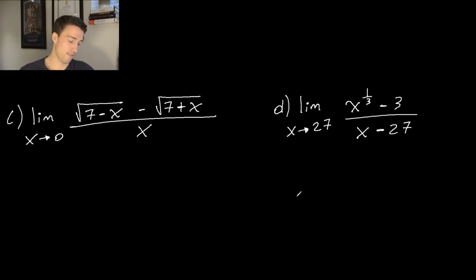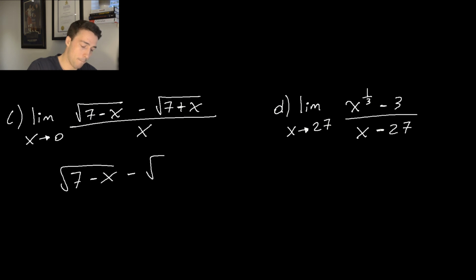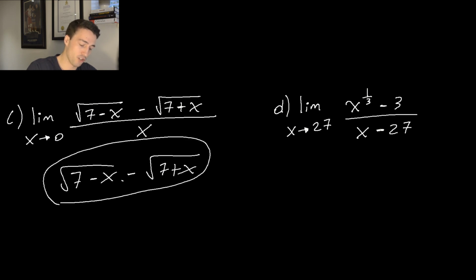Question C here, we have the limit as x approaches 0 of this function, and this is going to be an example of where we rationalize. Rationalizing is basically removing the radical, like rationalizing the numerator or rationalizing the denominator. So here, we're going to transform this function by multiplying by its conjugate. What a conjugate means is the same terms, but we change this sign to be a positive.